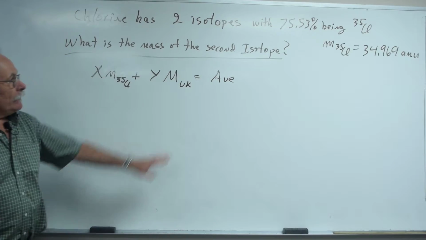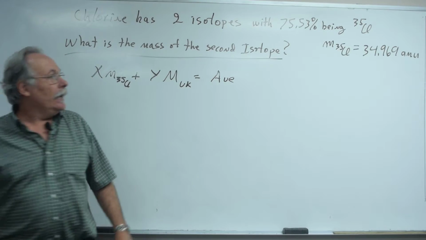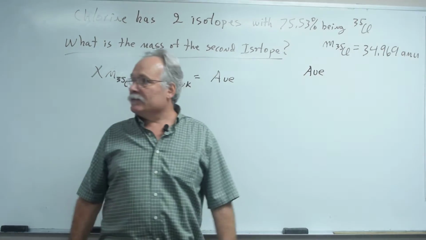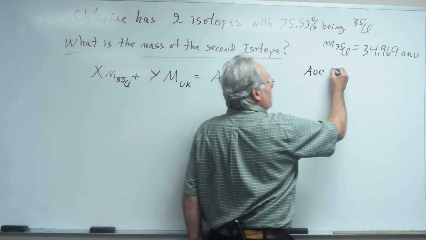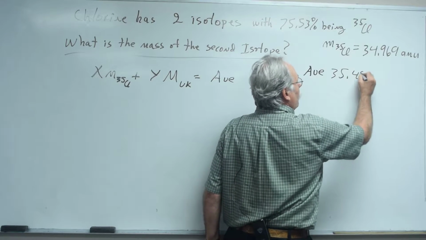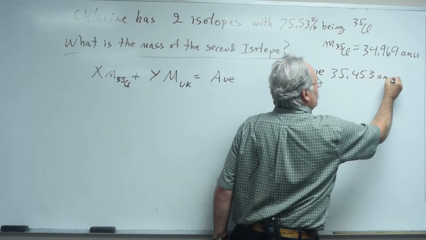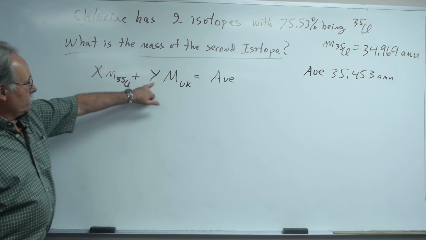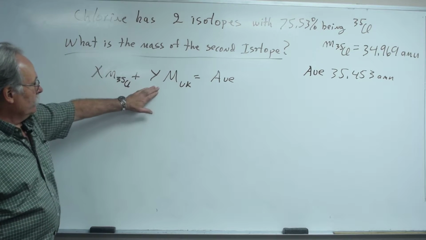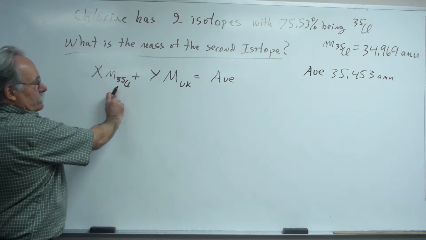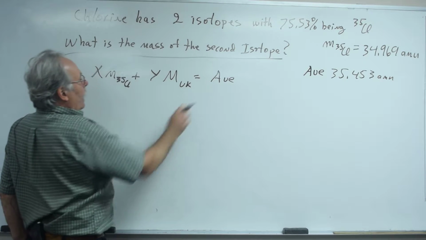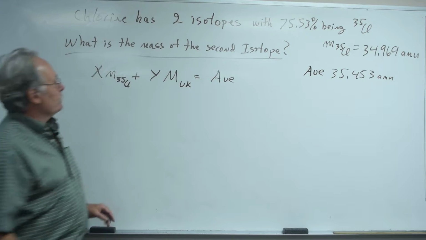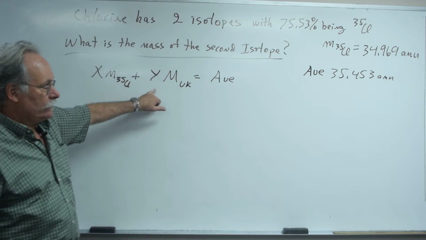Okay, now we can go over to the periodic table, and from the periodic table we can see that the average molar mass of chlorine is 35.453 AMU. So I have two unknowns, x and y, the fraction of this and the fraction of this. I know this, I know this, and I know this. And I can't solve this equation because I have two unknowns and one equation. So we need to relate the fractions of each.